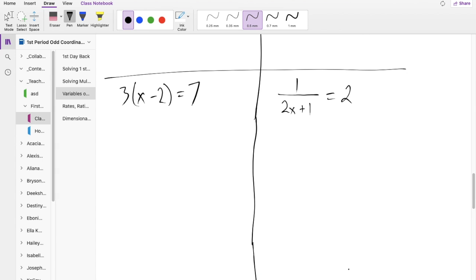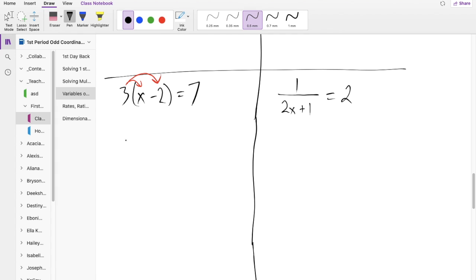So here, again, I could start by dividing both sides by this 3, but then I'd get a 7 divided by 3, and that's not going to be a nice number. So instead of having to work with fractions, I'm going to do a distribution. I'm going to take this 3 and multiply it to everything inside of the parentheses.